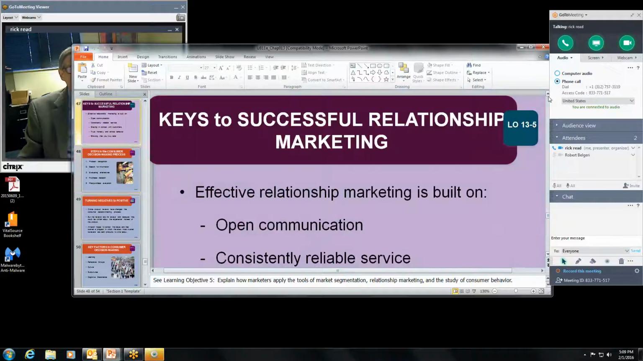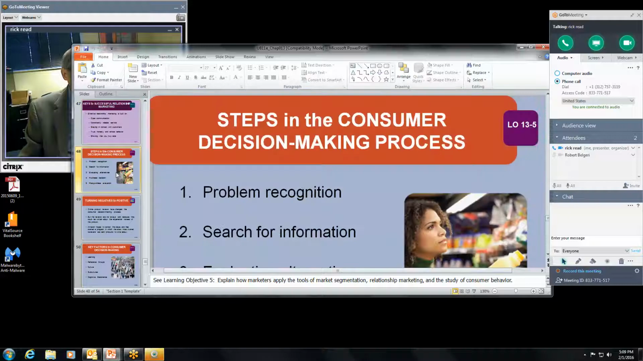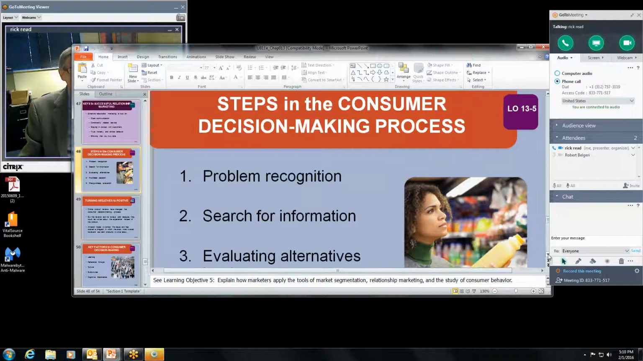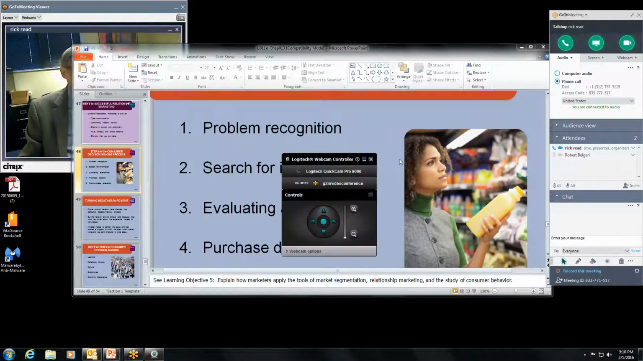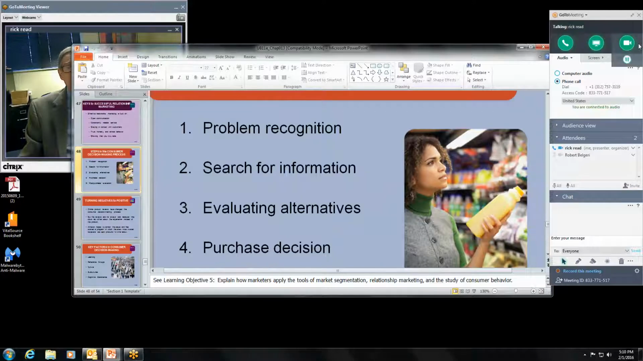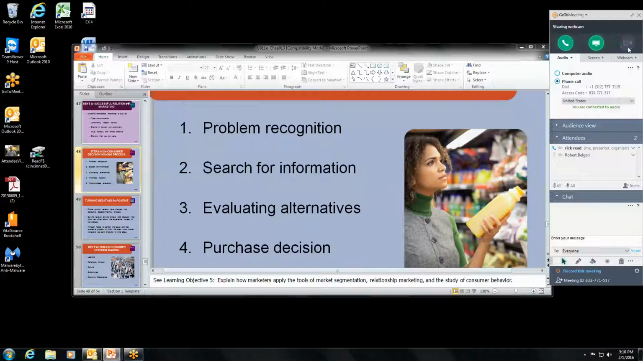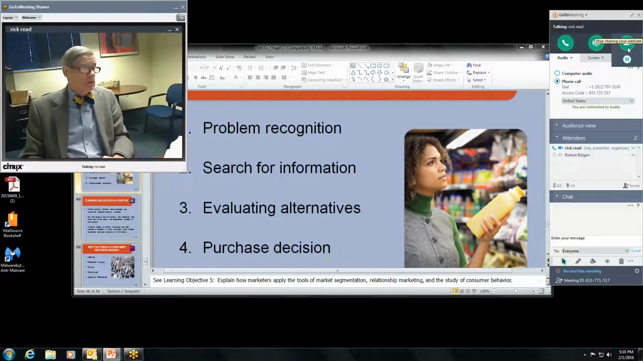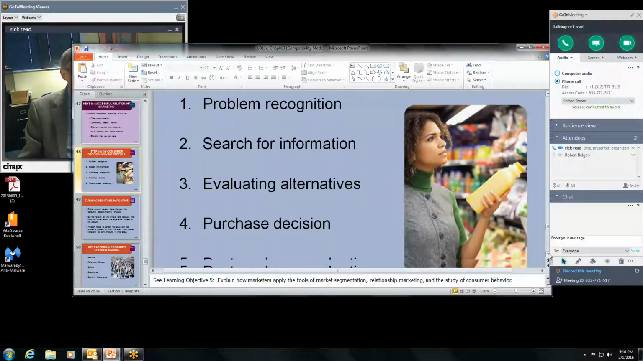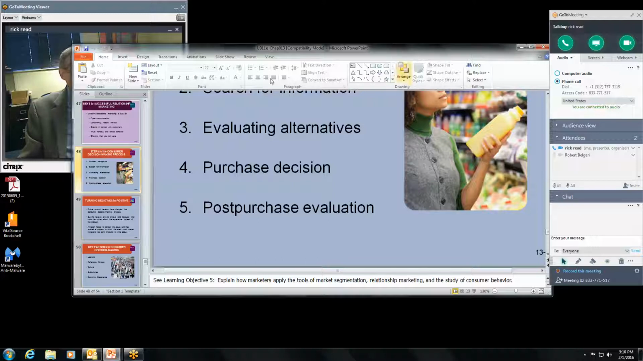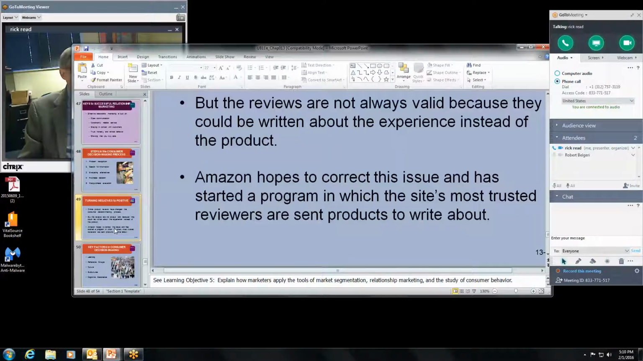All right. Steps in the consumer decision-making process. This is not much different than in the decision-making process, by the way. Recognize you have something that needs to be satisfied. You're going to search for information and comparing products, whatever, which is part of the next one, evaluating alternatives. You're going to make a decision to buy or not buy. And then you're going to evaluate whether or not you made a wise decision.